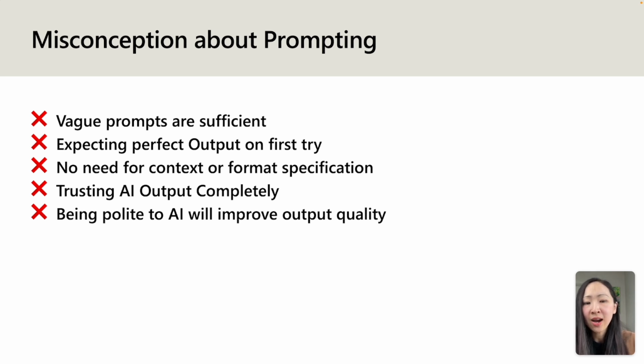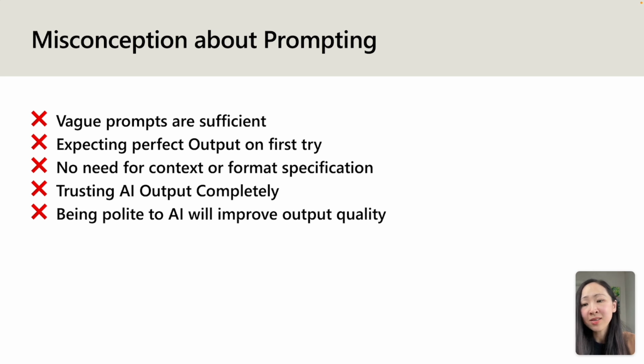The second misconception is that we can expect perfect output on the first try, but prompting is all about iterative refinement. We need to try and try. We can start with something simple but specific, and if the output is not good, we can still fine-tune it. We can't expect perfect output on the first try. It's all based on refinement. The third one is that we don't need to give context and format, but we cannot assume AI will understand what we think, because it is trying to mimic, but it can't truly understand what we think. So we cannot assume it will understand all the context.